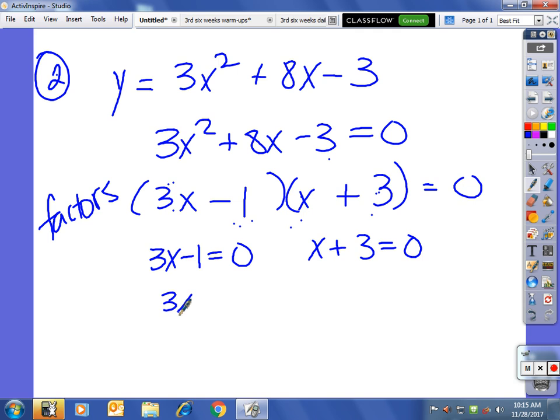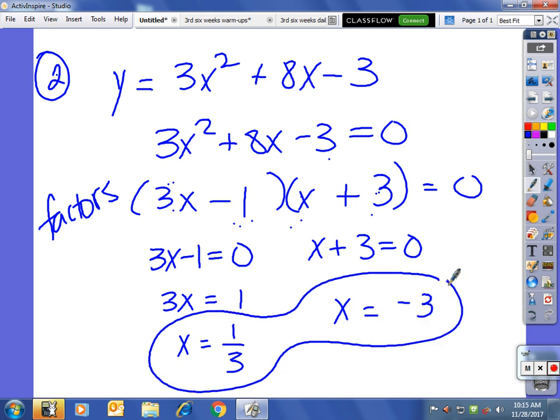You would get 3x equals 1. And what would x equal? 1/3. What would x equal here? Negative 3. There's my two roots, which can be shown as x equals 1/3, x equals negative 3, or as two separate points, 1/3, 0, negative 3, 0. That's another way you might see them.